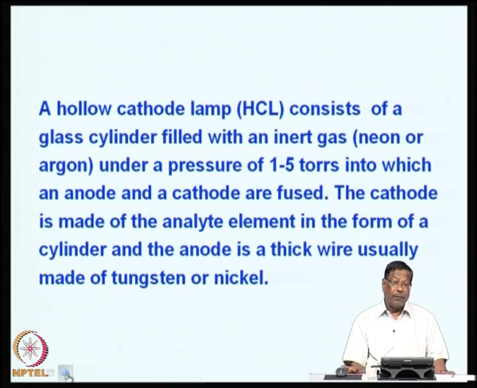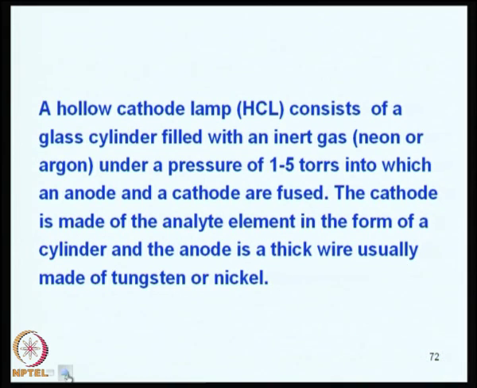We can define it like this: a hollow cathode lamp consists of a glass cylinder filled with an inert gas, neon or argon, under a pressure of 1 to 5 torrs, into which an anode and cathode are fused. The cathode is made of the same analyte element in the form of a cylinder, and the anode is a thick wire usually made of tungsten or nickel. Anode can be common. So, a voltage of several hundred volts is required to light the lamp.